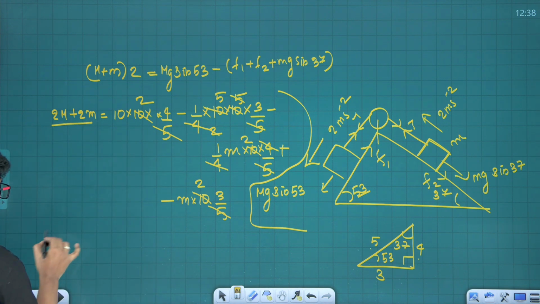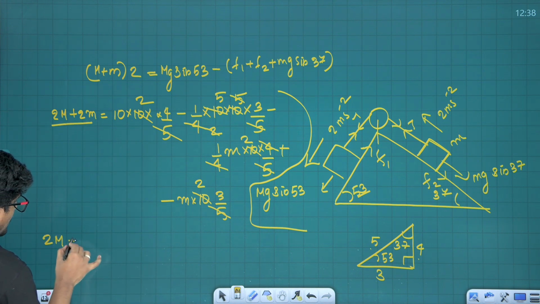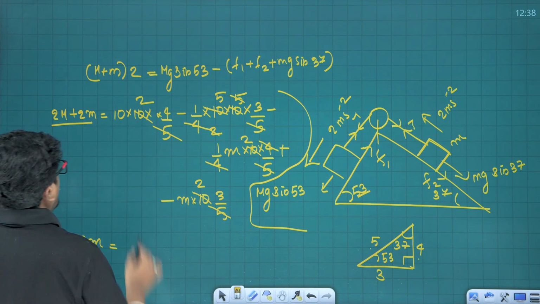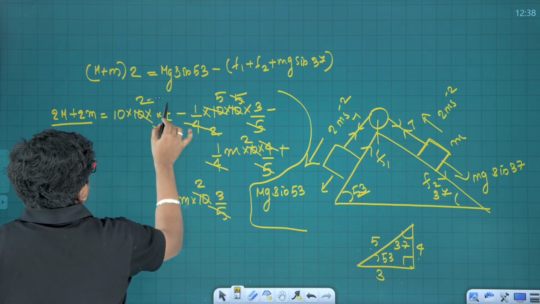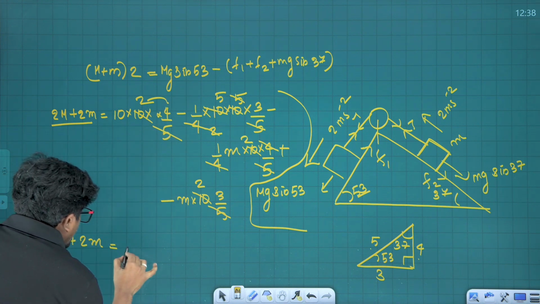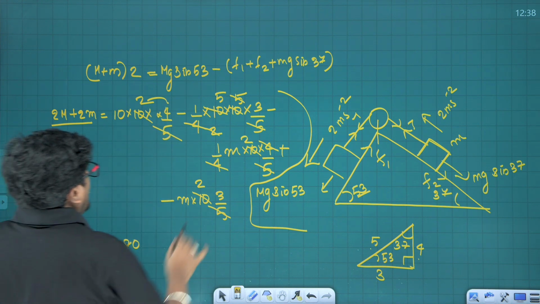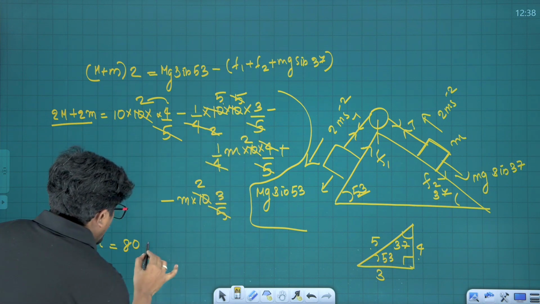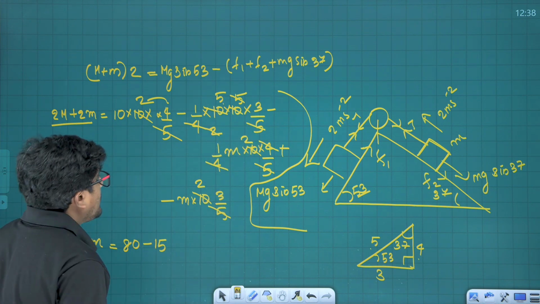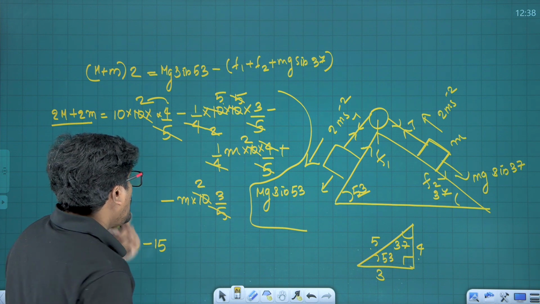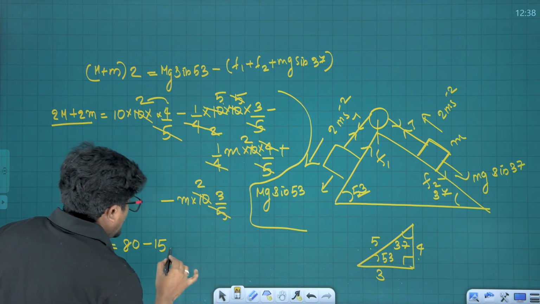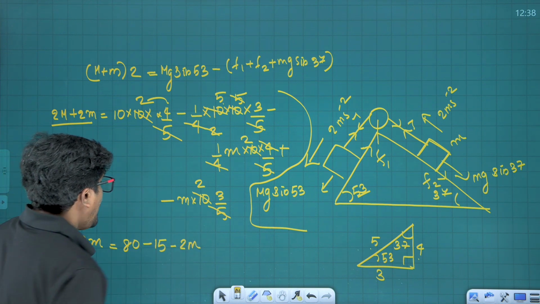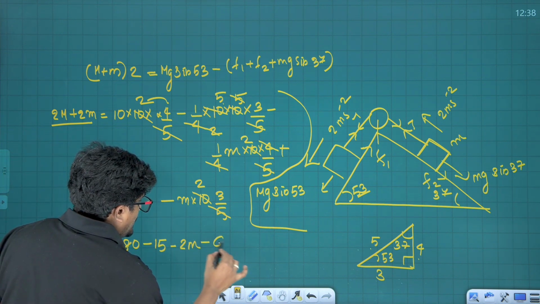I have got 2 times capital M plus 2 times small letter m, that is now equal to, here this is 4 2s are 8 and here this is 80. And here we have got 5 and 5 3s are 15, so minus of 15. And here I have got minus of 2m, and minus of 6 times m.